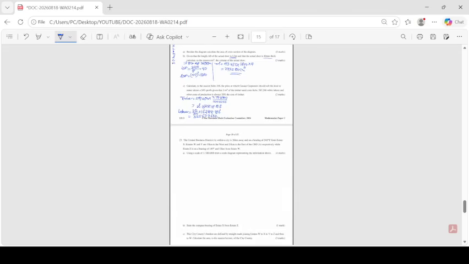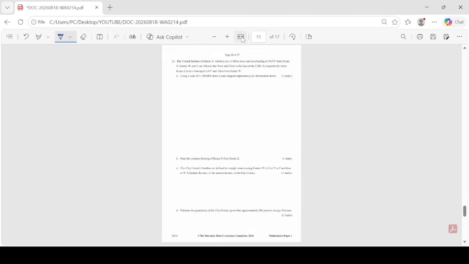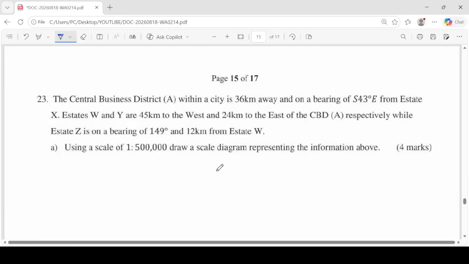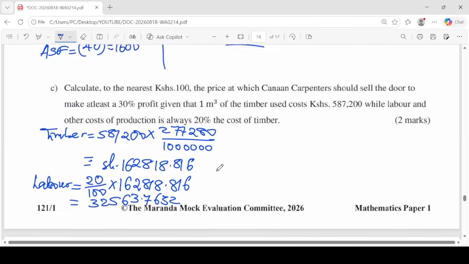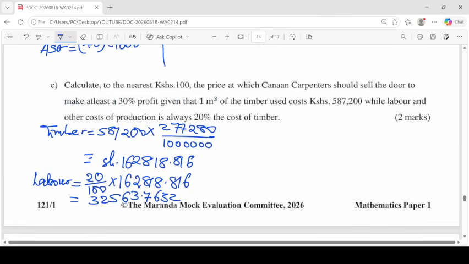Now, if that is our labor cost, ladies and gentlemen, what do you need to understand? What is the question asking? We need to calculate, to the nearest 100 shillings, the price at which Canaan carpenters should sell the door to make at least a 30% profit. So let's get the total cost.